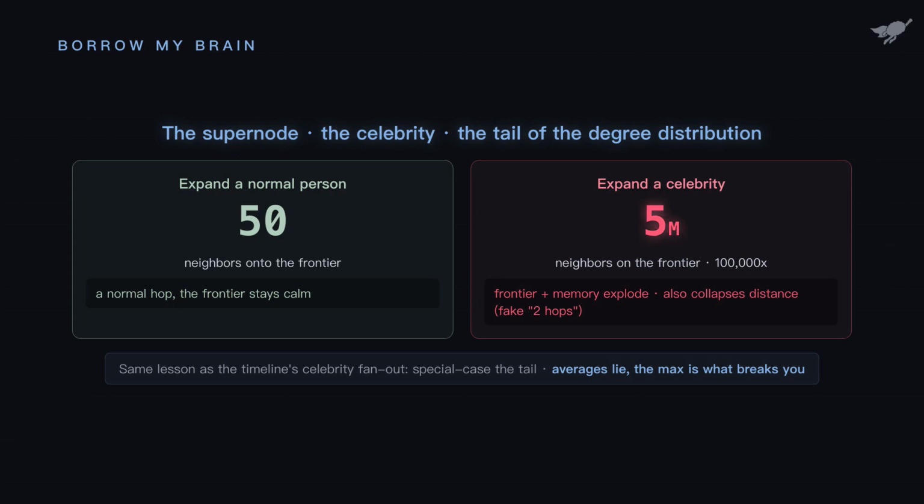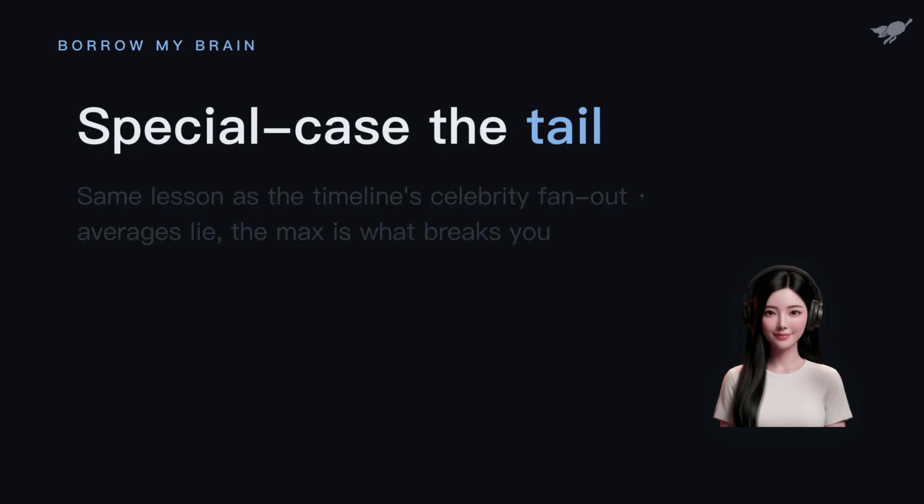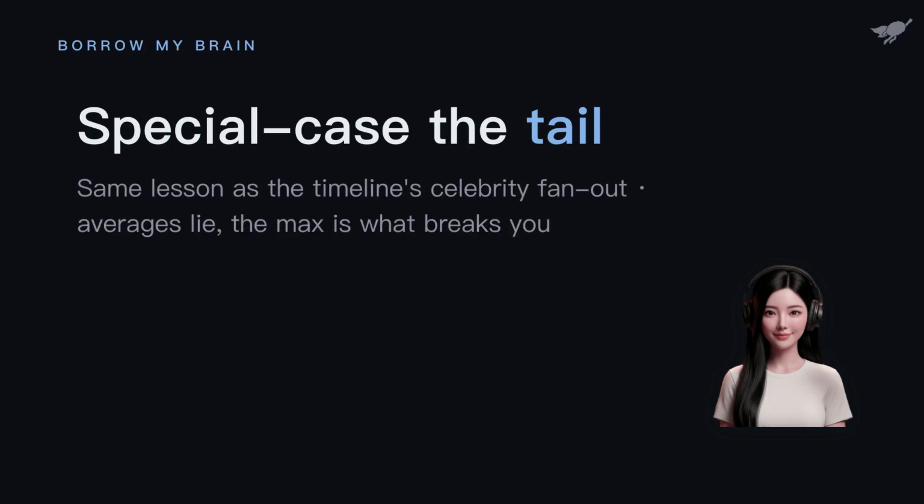And celebrities also collapse distance. 10 million people all follow the same celebrity, and every pair of them becomes 2 hops apart. But that's not actually close. The fix is exactly the same as the celebrity fan-out from the Twitter episode. The tail of the degree distribution has to be handled on its own. The average lies to you. The maximum is the one that crushes you.